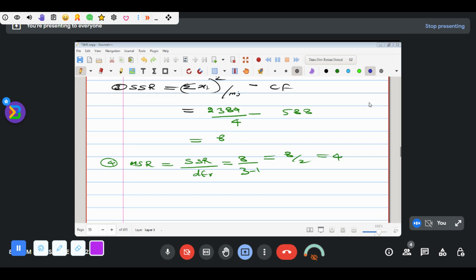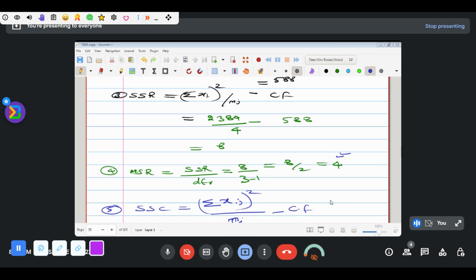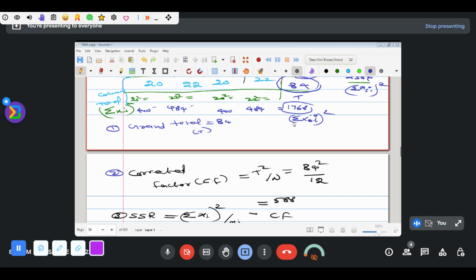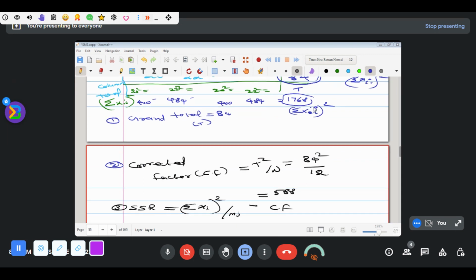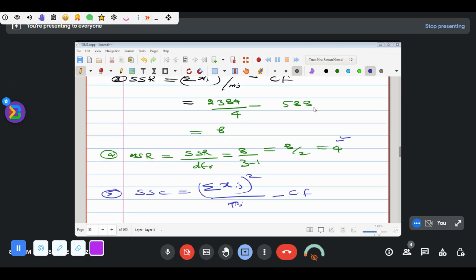Any doubt regarding this concept? I move to the next calculation. SSC. SSC means summation of x dot j whole squared divided by nj, minus the corrected pattern. So this total is 1768. Tell me, ma. The difference in row is 2.